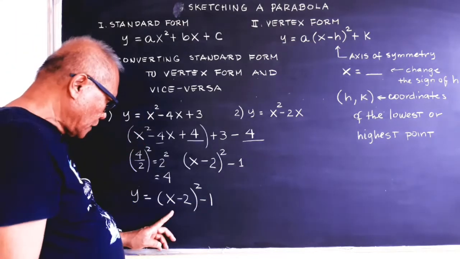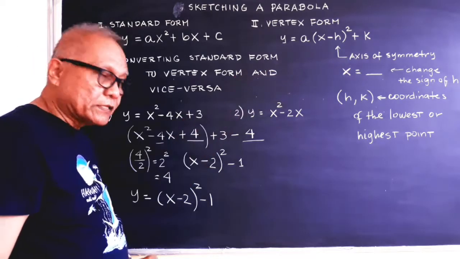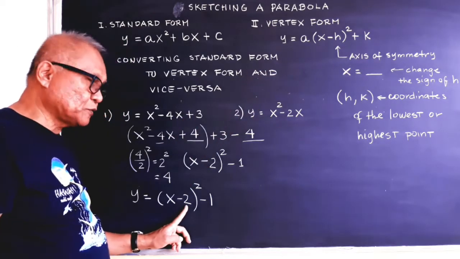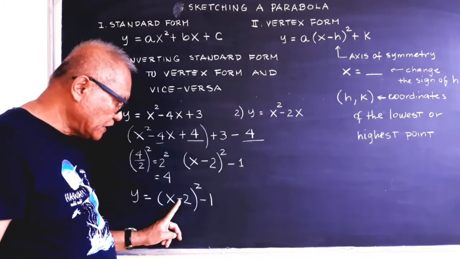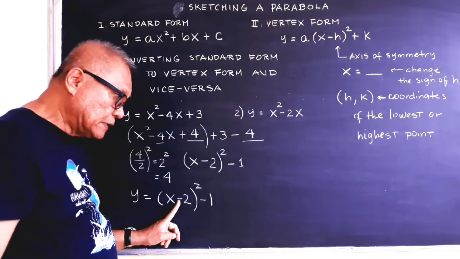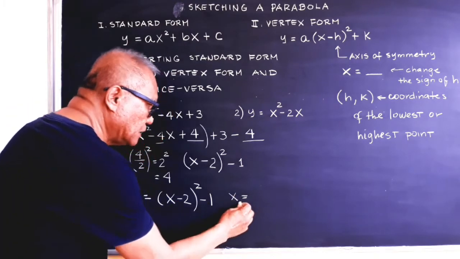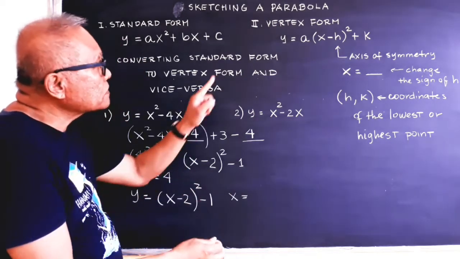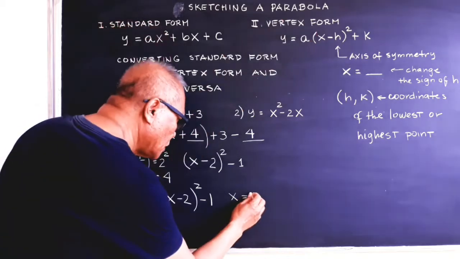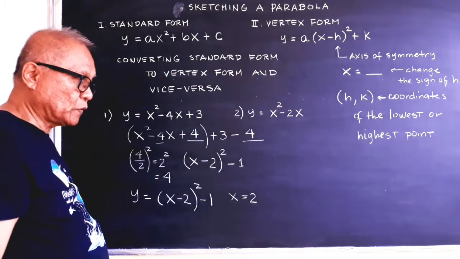What is the axis of symmetry? The axis of symmetry is this one. But you have to change the sign. So the axis of symmetry here is, change the sign. Don't forget to change the sign because that is minus. So the axis of symmetry is at x is equal to 2.